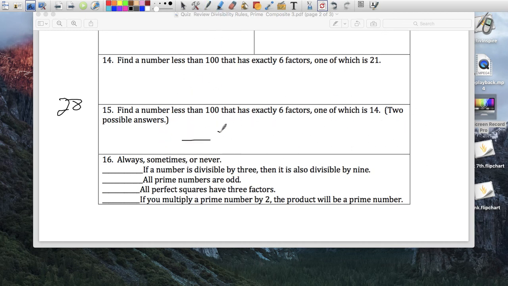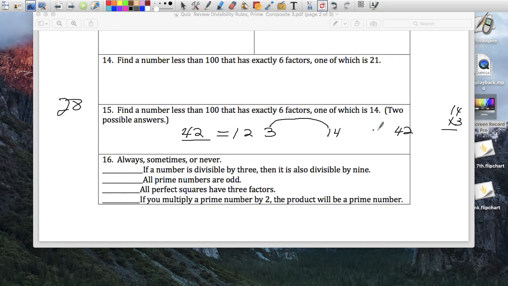Let's see what the other one is. Again, I don't know what the number is. I know one of the factors is 14, and the factors come in pairs. So let's pair 14 with 3 this time. 3 and 14. So 14 times 3 gives me 42. Let's pretend the number is 42. 3 and 14, which means there's a 1 and 42.